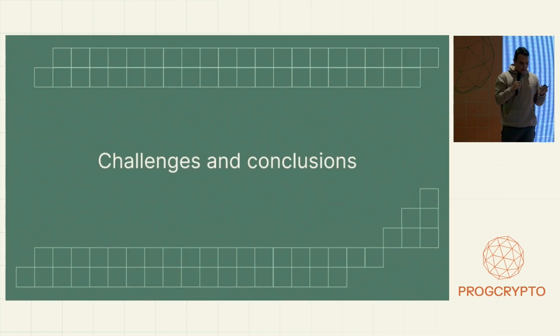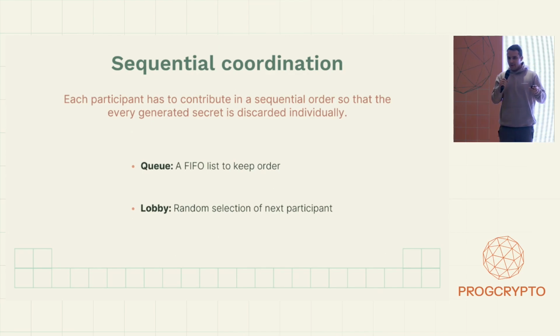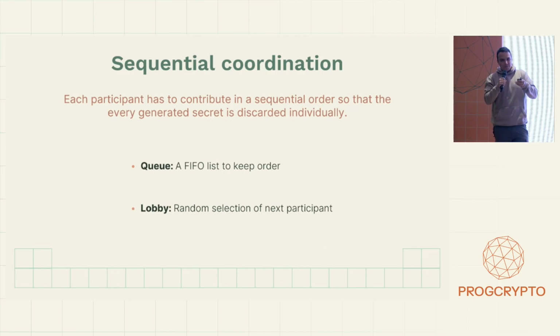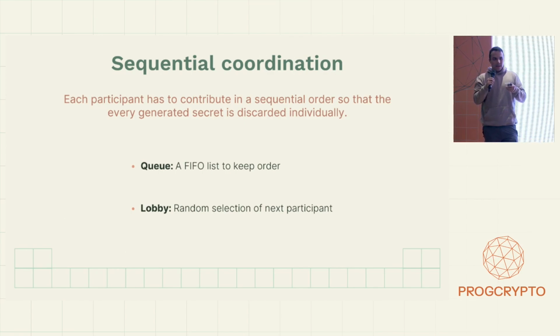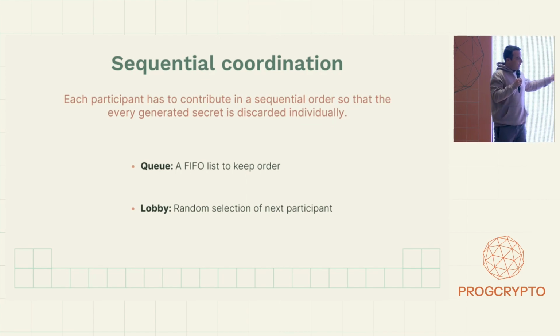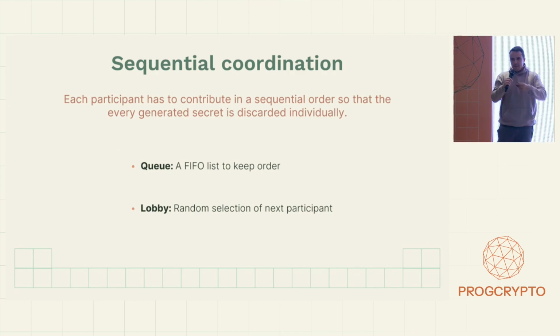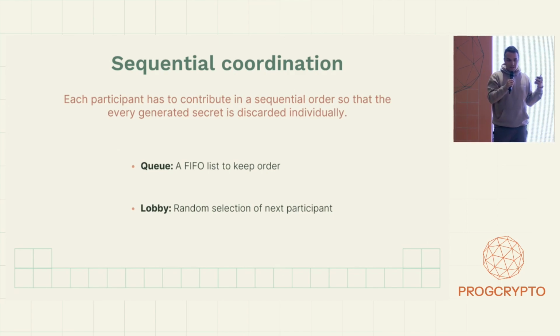The challenges and conclusions that we have on implementing this were, first, the sequential coordination. We had a server that had to keep the order of every participant's contributions. And the first problem that arrived here was what queues should we use? We could have used a FIFO structure, a first come, first served thing. If everyone in the room would like to contribute, they would have to be in line, and we would go one by one.